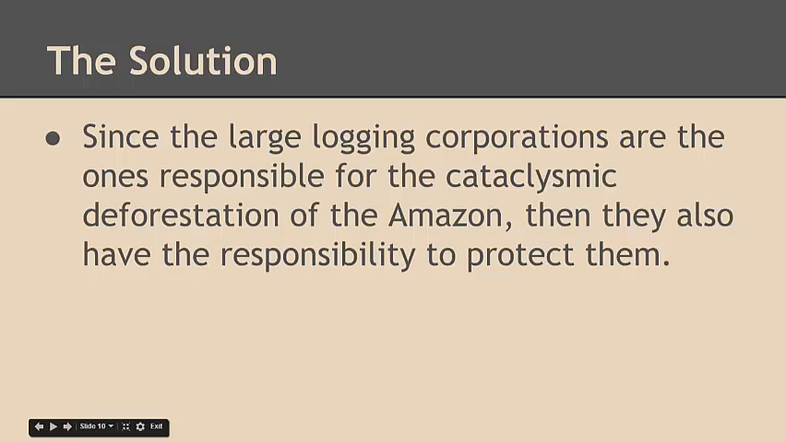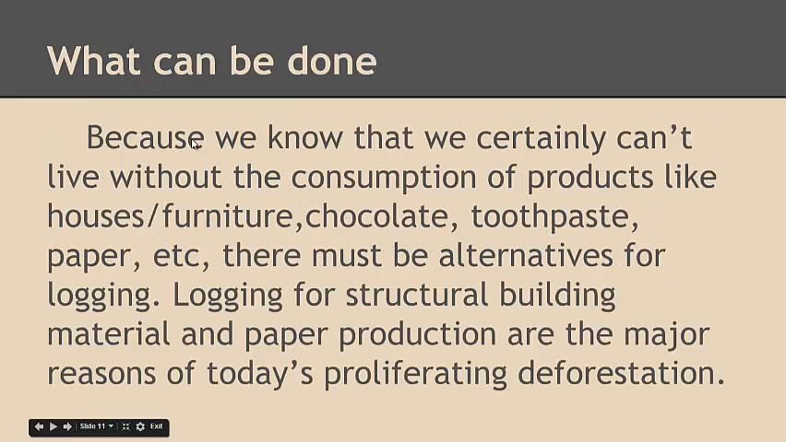Okay, so the solution for this problem is that since the large logging corporations are the ones responsible for the cataclysmic deforestation of the Amazon, then they also have the responsibility to protect it. So what can be done? Because we know that we certainly can't live without the consumption of products like houses, furniture, chocolate, toothpaste, paper, etc., there must be alternatives for logging.